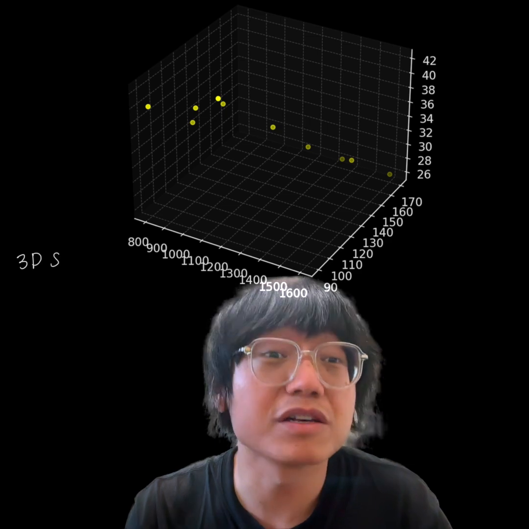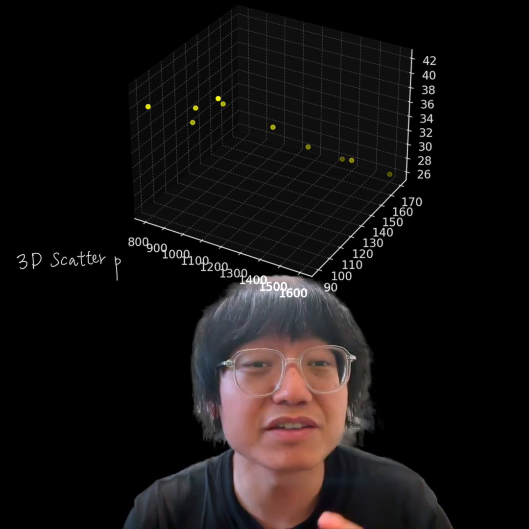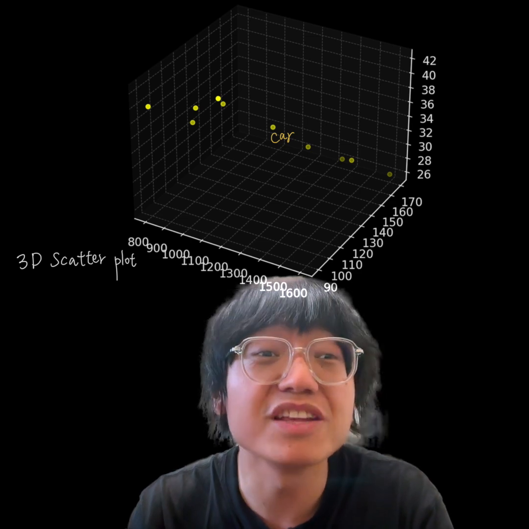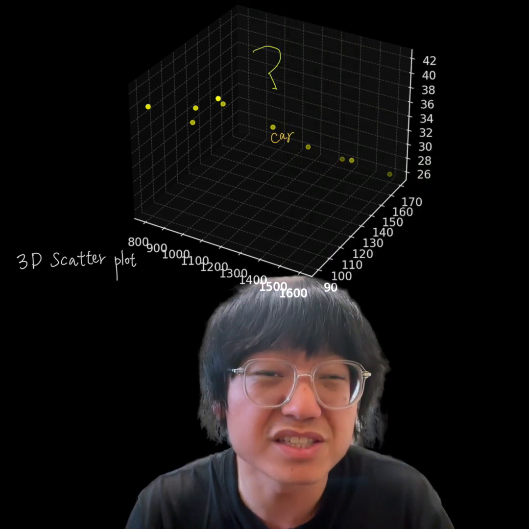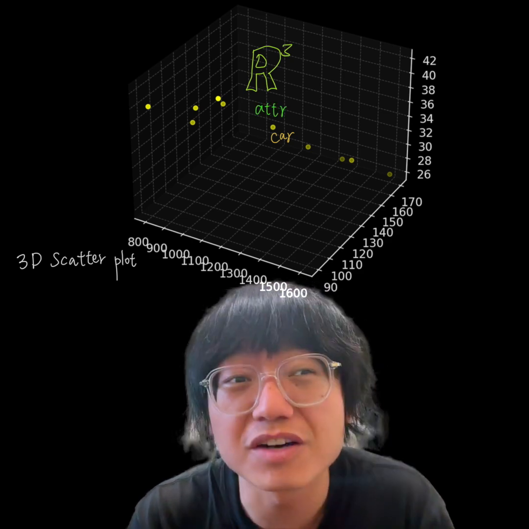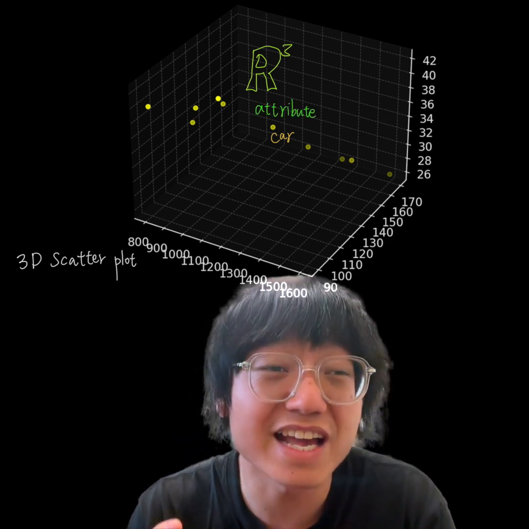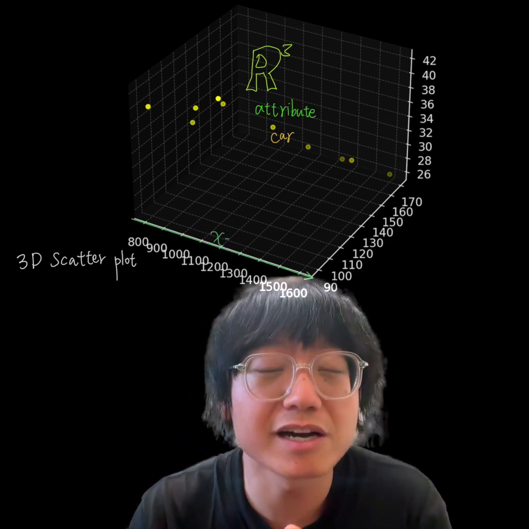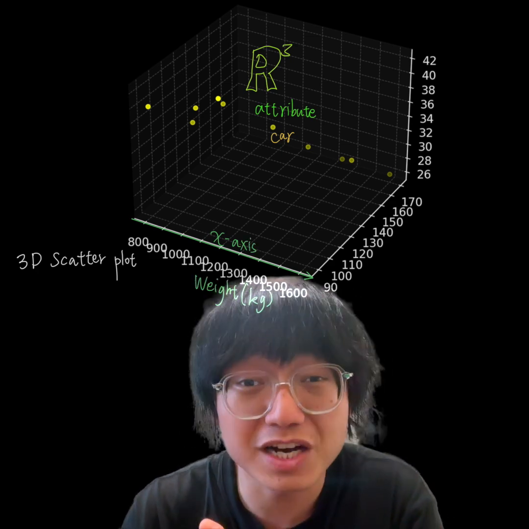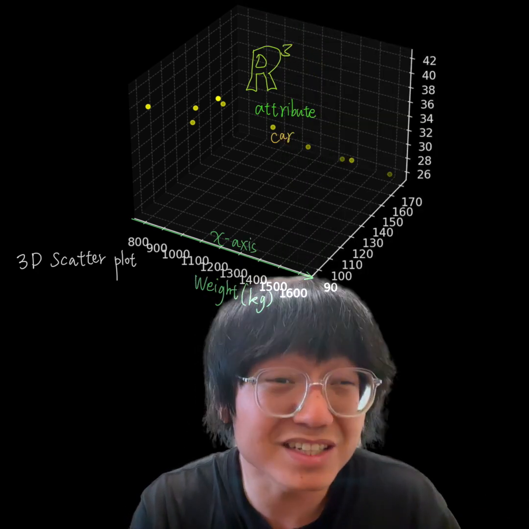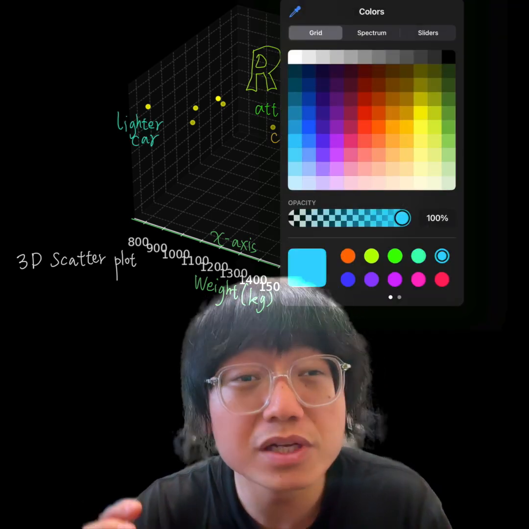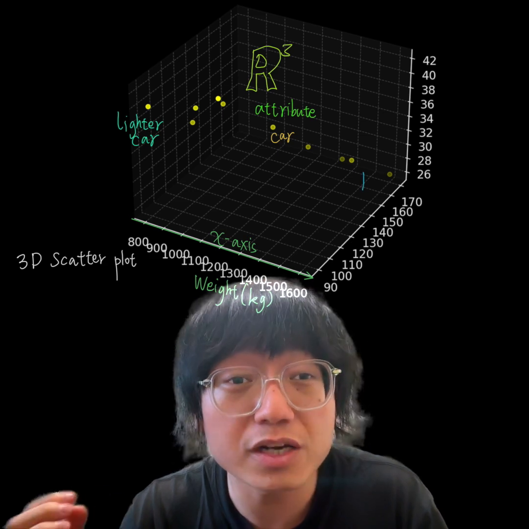Here we plot a 3D scatter plot that visualizes a set of data points which represent cars in three-dimensional Euclidean space, and each axis in this space represents a different attribute of the cars. The first one is the x-axis, which is the weight in kilograms. This dimension represents the weight of each car. It varies from lighter cars, around 800 kilograms, to heavier ones, up to 1,600 kilograms.